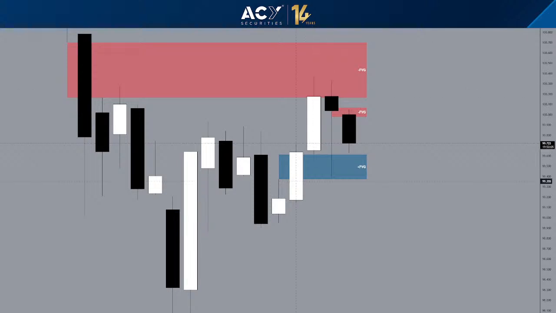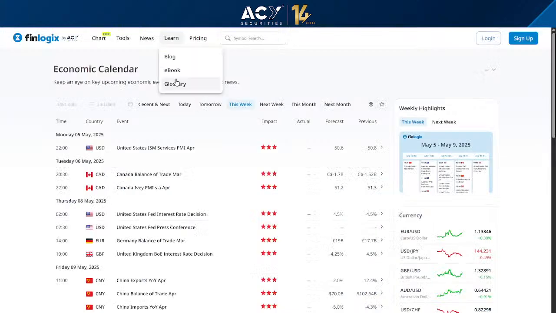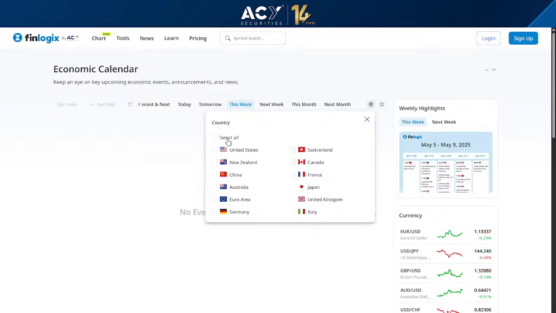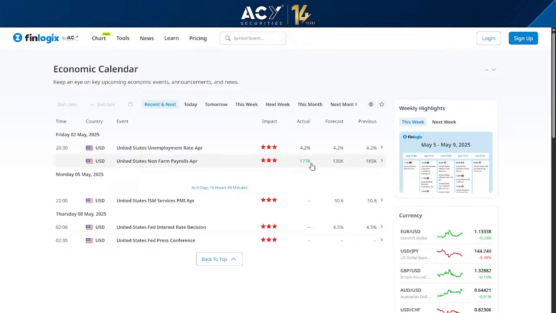But before I forget, actually we had a positive, just to show you the positive print that we had last week with non-farm payrolls. So you can go to finlogics.com to see the NFP print last week. So we had a positive print like 177K, higher than the forecast.